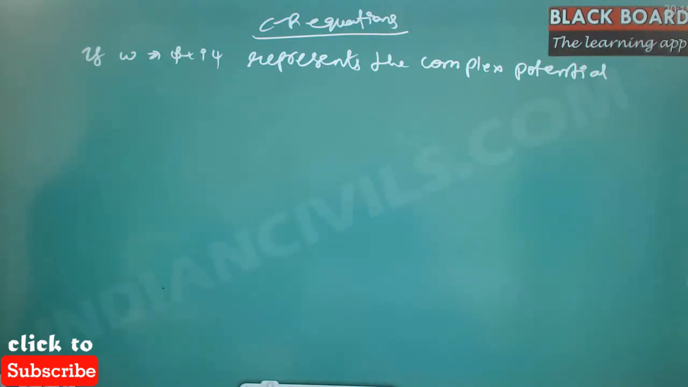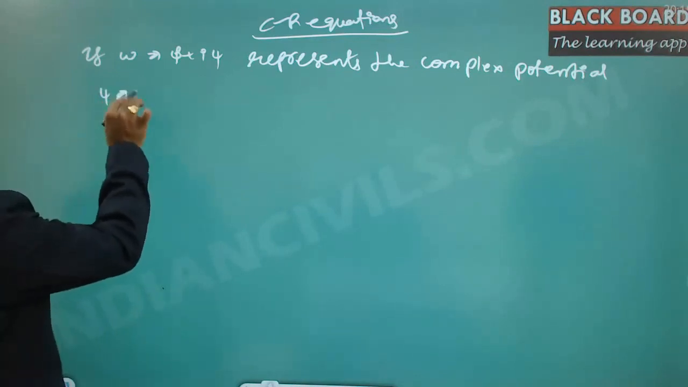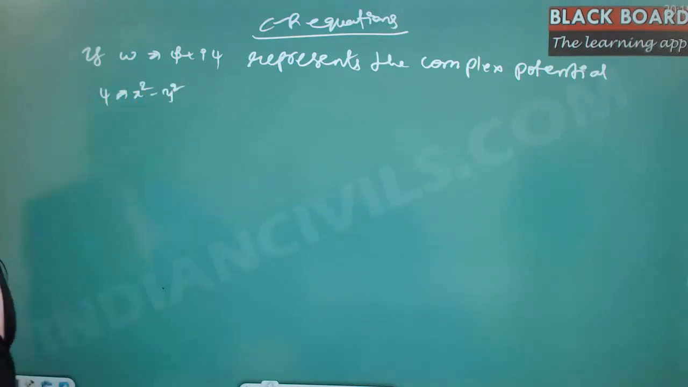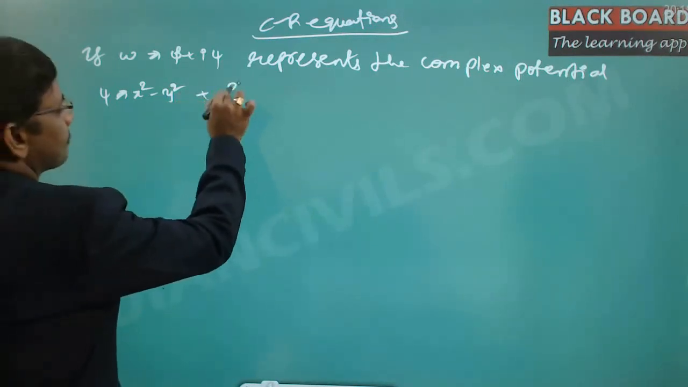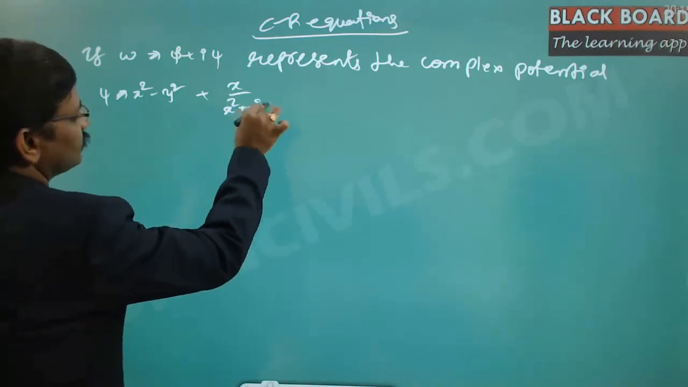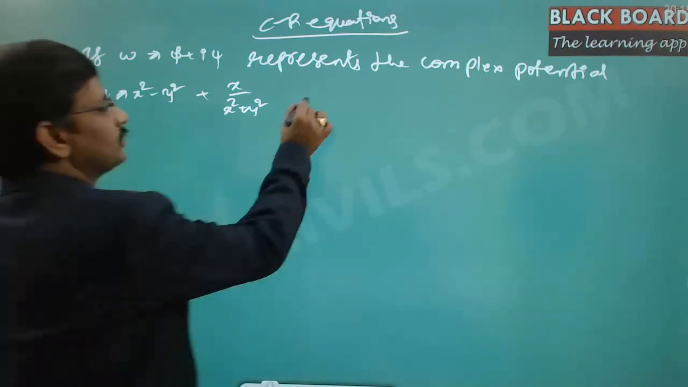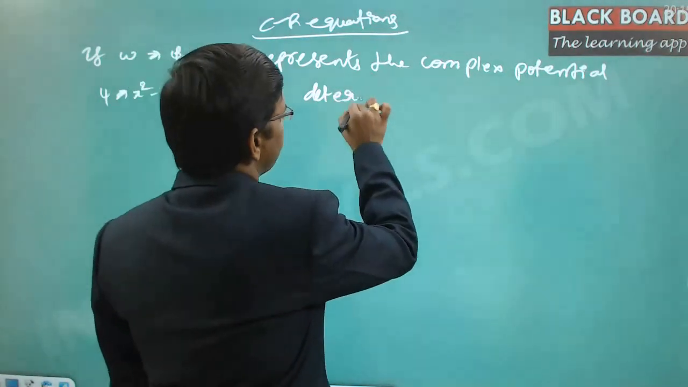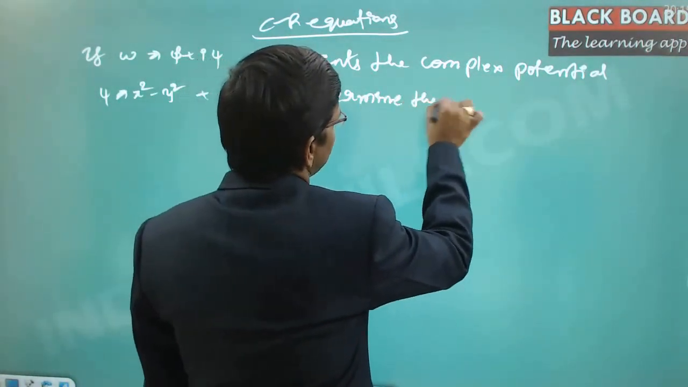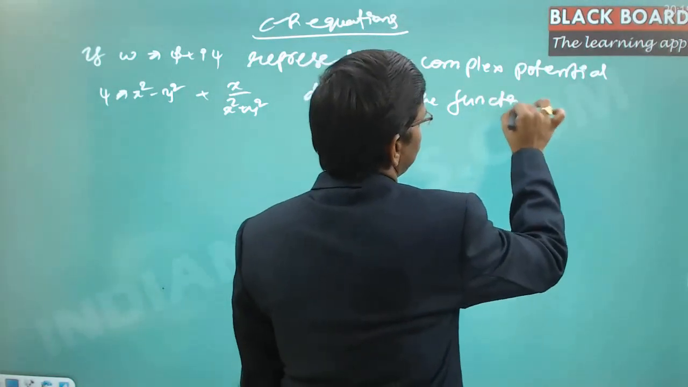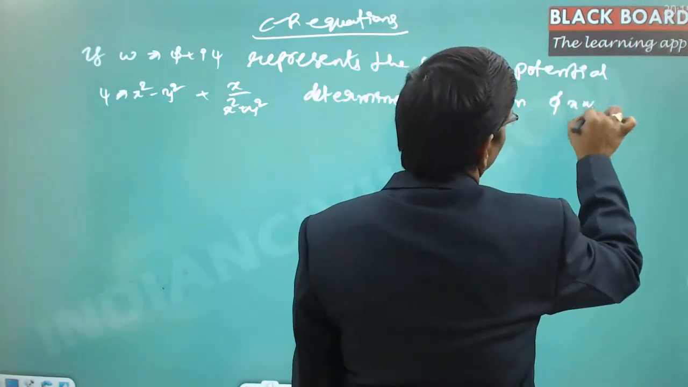And psi is equal to x square minus y square plus x divided by x square plus y square. Determine the function phi. So this was actually already discussed in yesterday's class. Determine the function phi of x comma y, right?